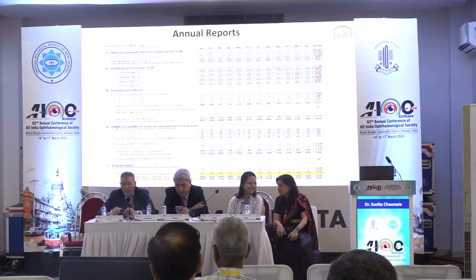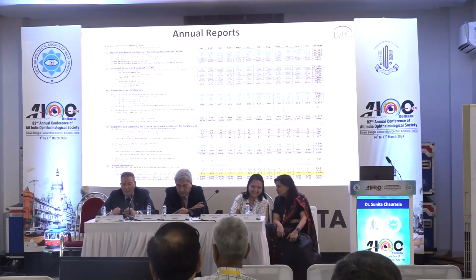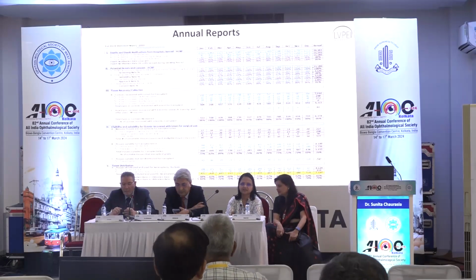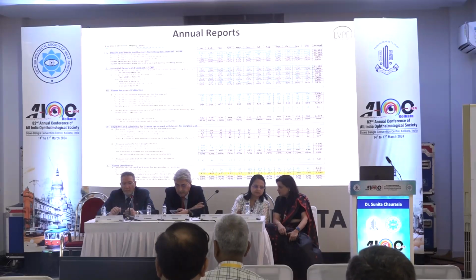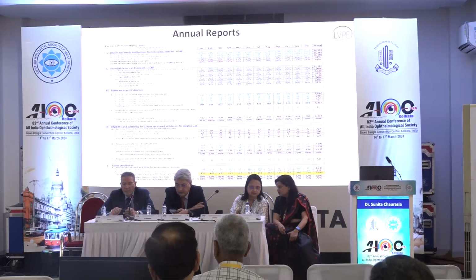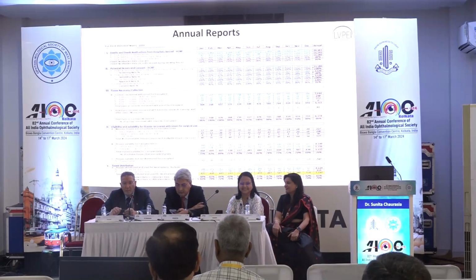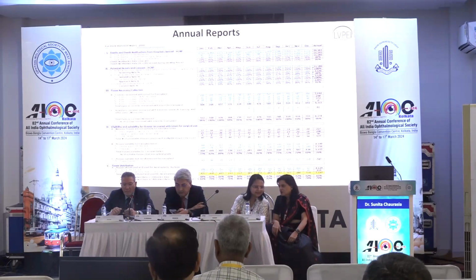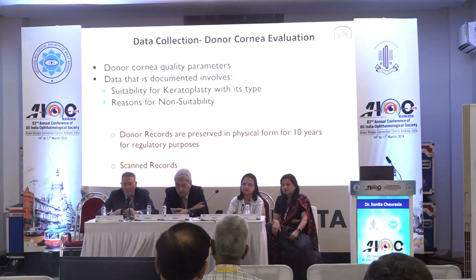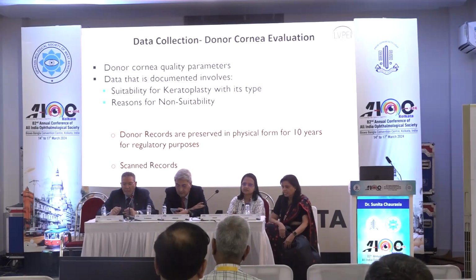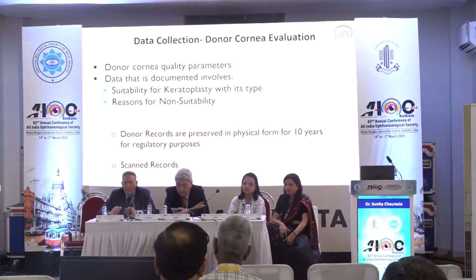This is the format of the iBank statistical yearly report, which includes 5 important parameters, namely the deaths and the death notification rate from hospitals served, potential donors and consent from the HCRP sources, tissue recovery and collection, eligibility and suitability for the tissues recovered with the intent for surgical use, and tissues distributed for the type of transplants. The documentation of donor cornea evaluation involves suitability for keratoplasty with its type and the reasons for the non-suitability. The donor records are preserved in physical format for 10 years for regulatory purposes and thereafter in the form of scanned records.